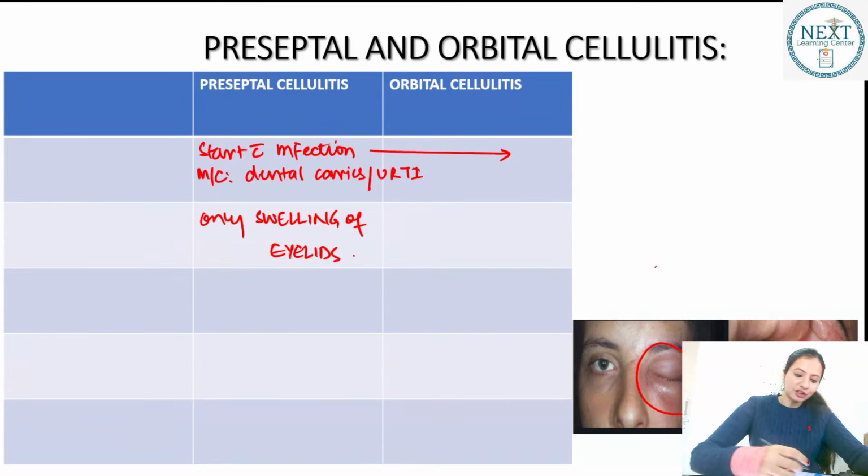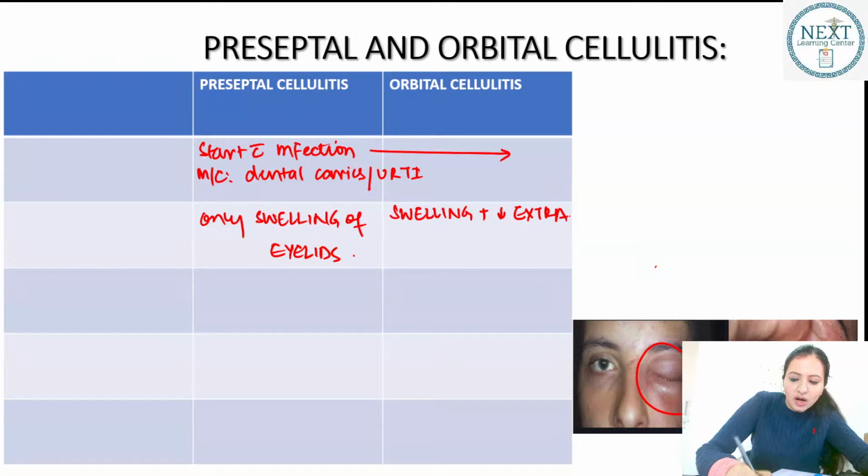Okay, great. So in preseptal cellulitis, you are just going to have swelling of the eyelids. In orbital cellulitis, apart from swelling, there will be decrease in the extraocular motility, and there will be conjunctival chemosis, and the pupil will be non-reactive.